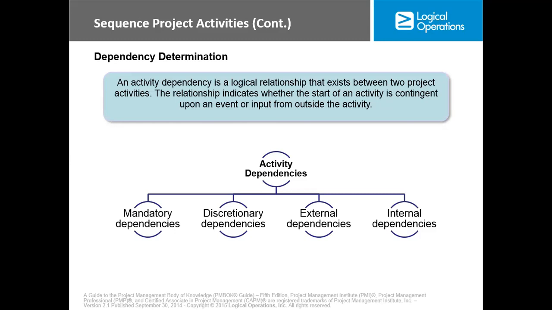Okay. Now, discretionary dependency depends on what you want, or what your organization wants, or the culture of your organization, how things are done in that organization. When you do things according to how they are done in your organization, we refer to it as discretionary dependencies. Now, we have external dependencies and internal dependencies as well.